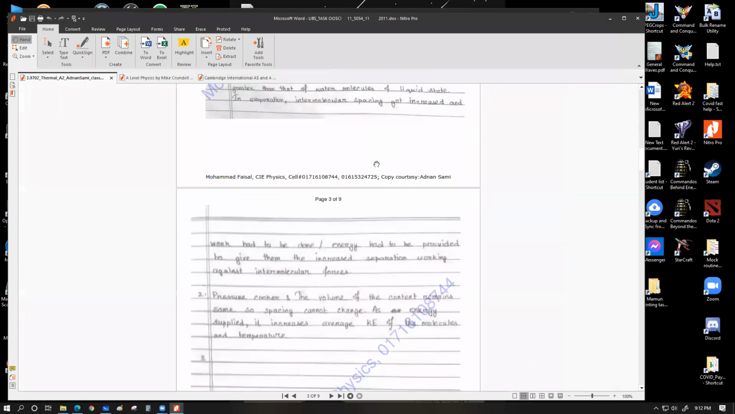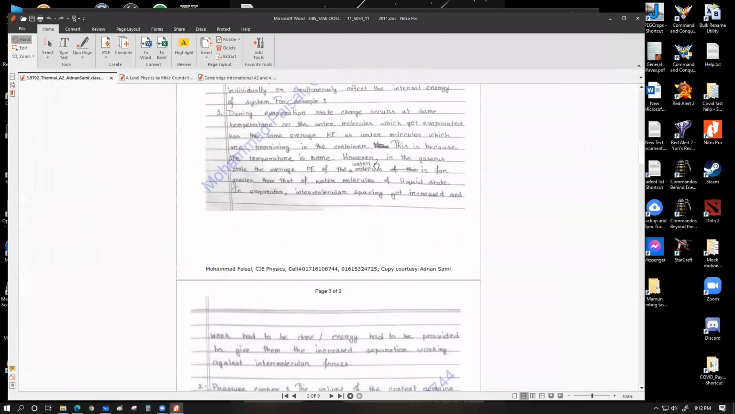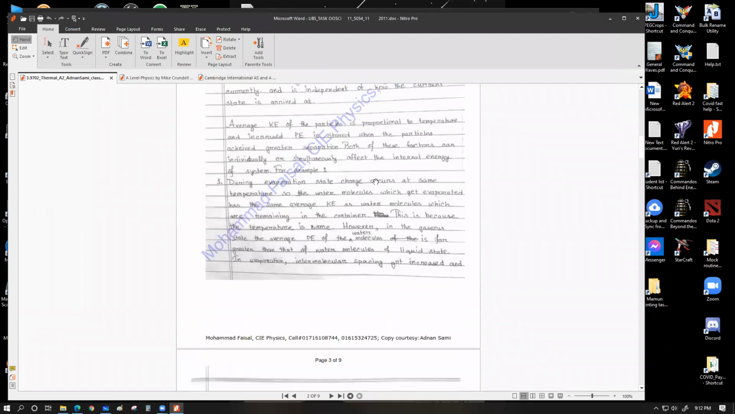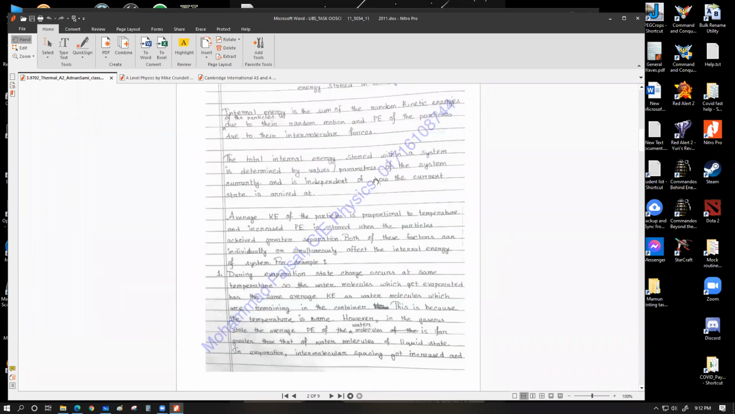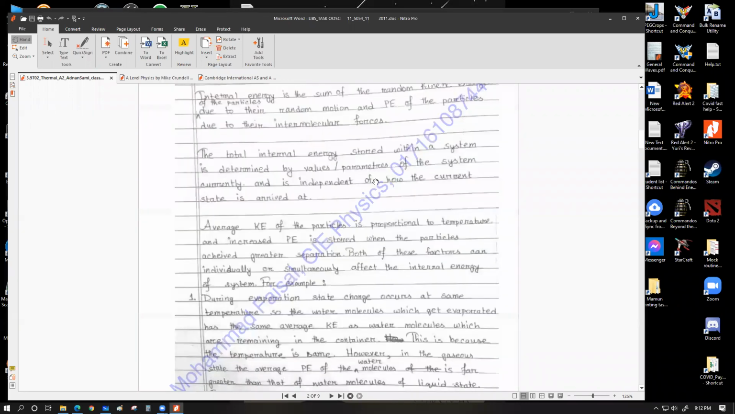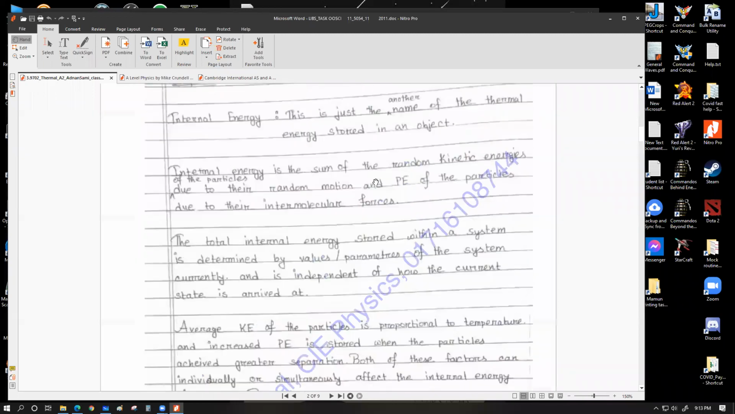The next thing that we have over here, for example, we have some examples for the case of average K. Let's have a look at the class note.